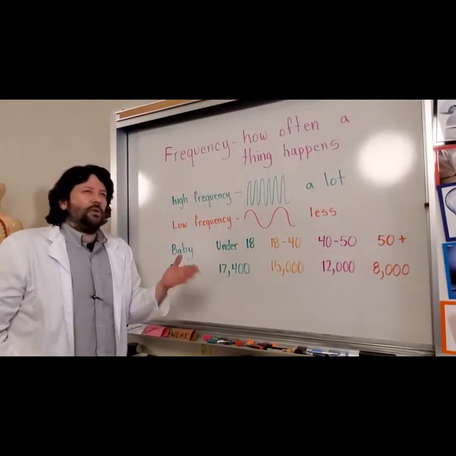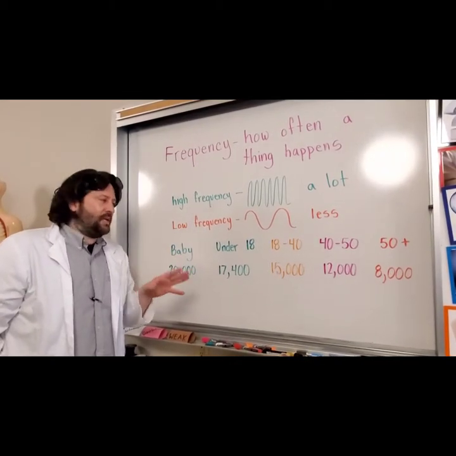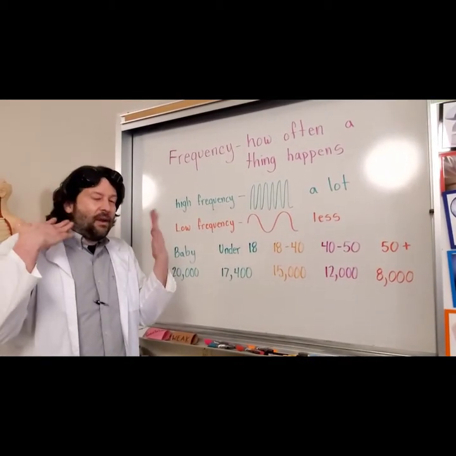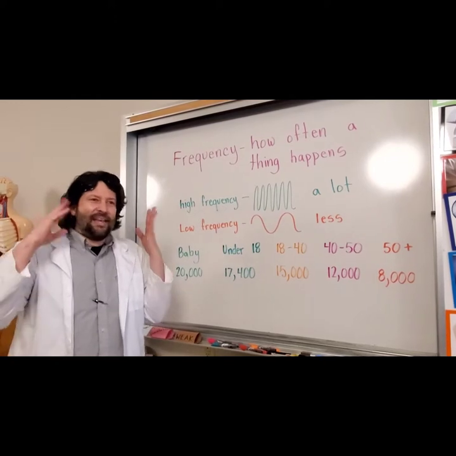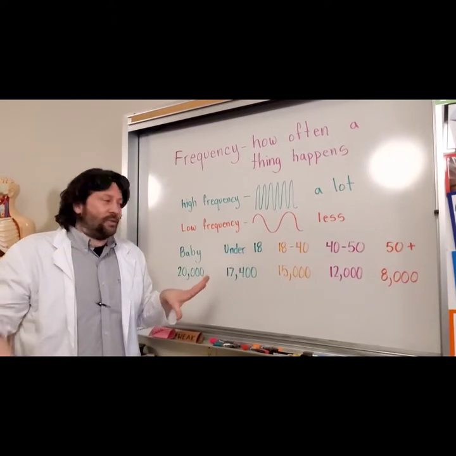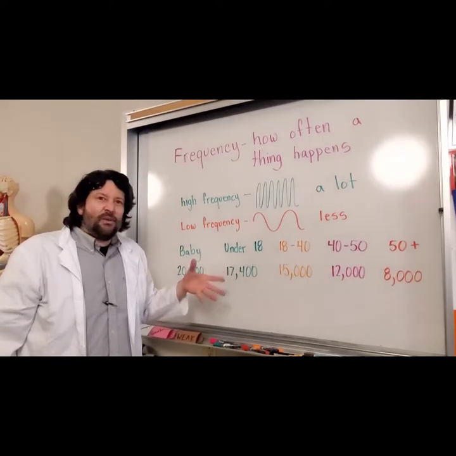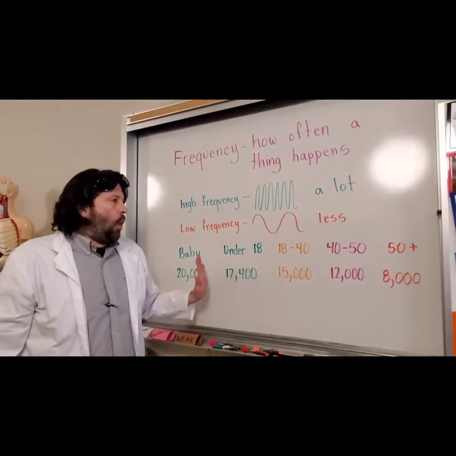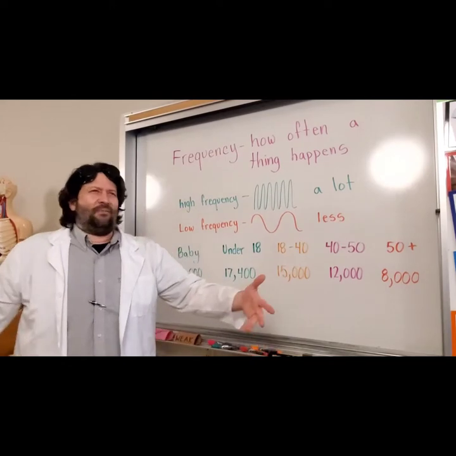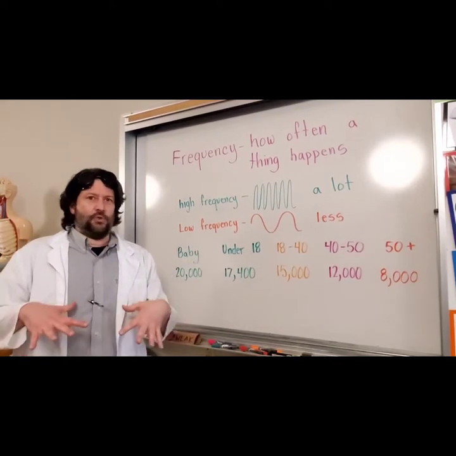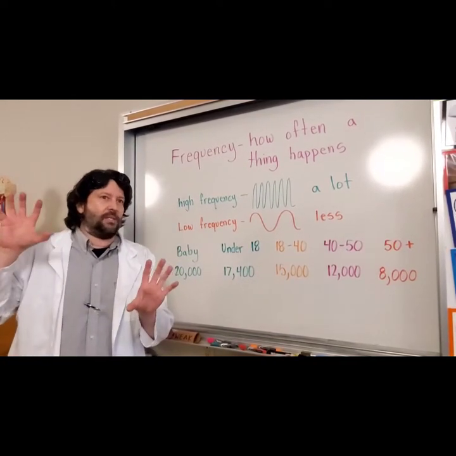As we get a little older, I think about 6 months to a year old, those early ear hairs kind of go away and get damaged and they're done. And then we can hear in this range from about 17,400 hertz all the way down to, I think, 60, 70 hertz, which sounds super low. Like you can barely hear it. It's more of an irritation.